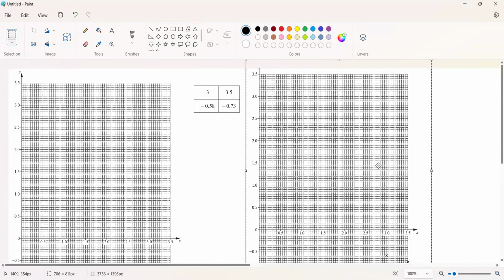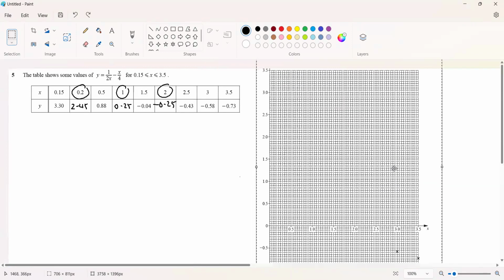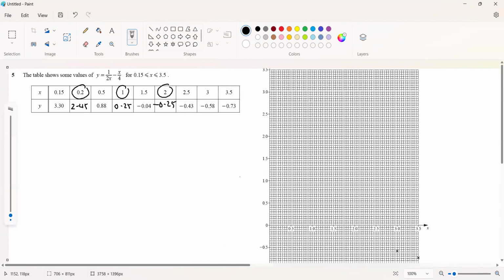So I'm not sure if I can get the most precise drawing, but I'll try my best to get the most precise I can. The first 2 points and the last 2 points have already been plotted. So we're going to plot the first 6, 7. So we have 0.15 and 3.3.